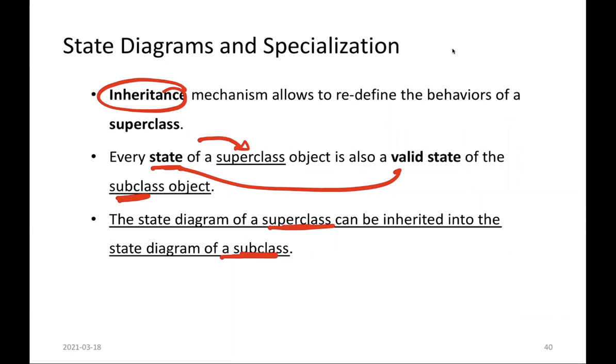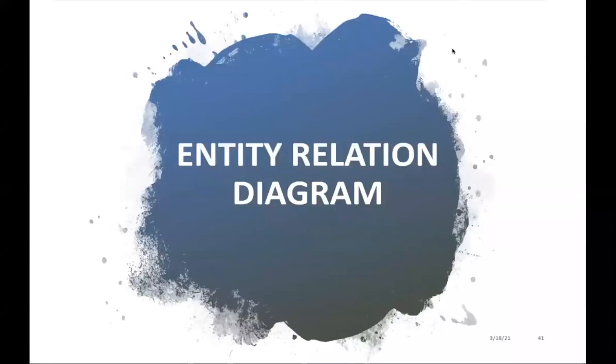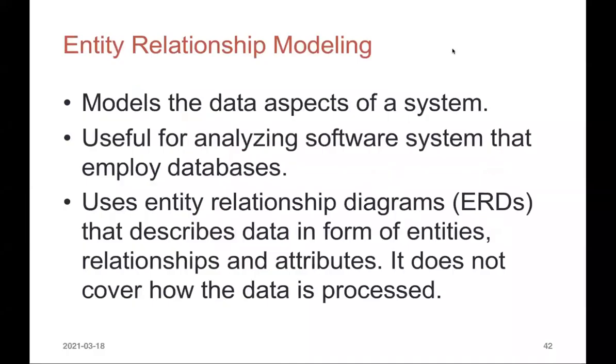As we talked about the first model in modeling behaviors of objects within a system or even the system using state machine diagram, now I would like to introduce you to the entity relation diagram. In entity relation modeling, we are interested in modeling those data aspects of a system. So we are not interested in modeling the behavior of the system. Rather, we are looking at those data aspects of the system.